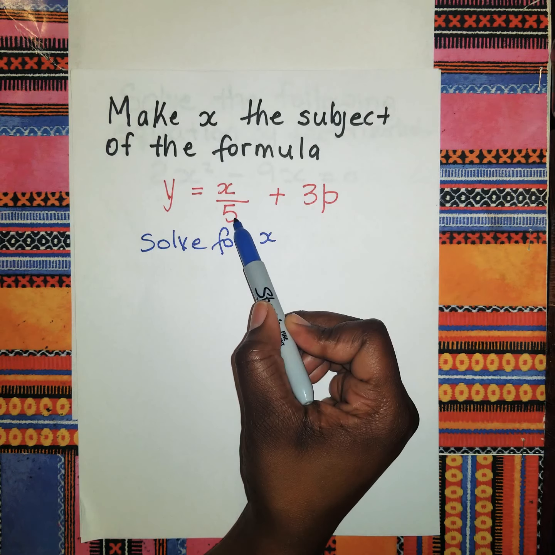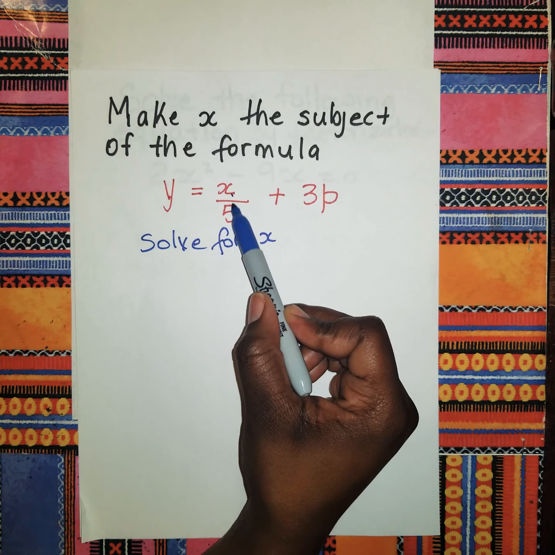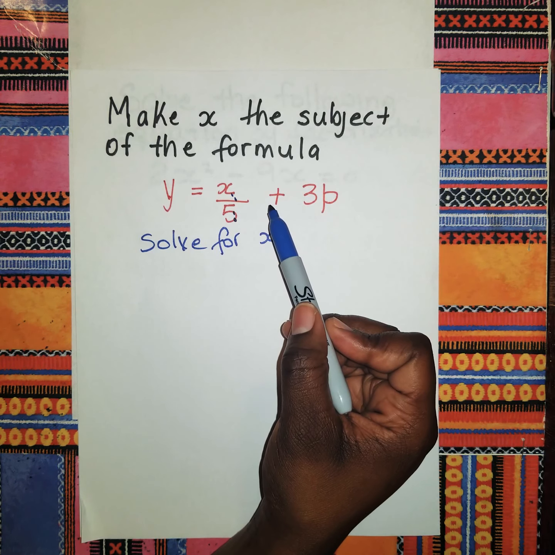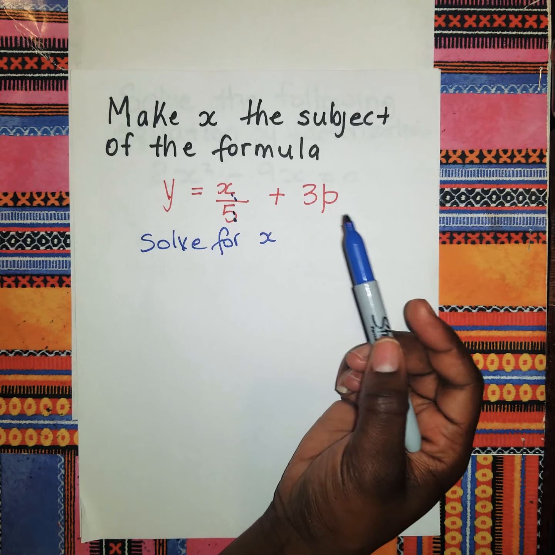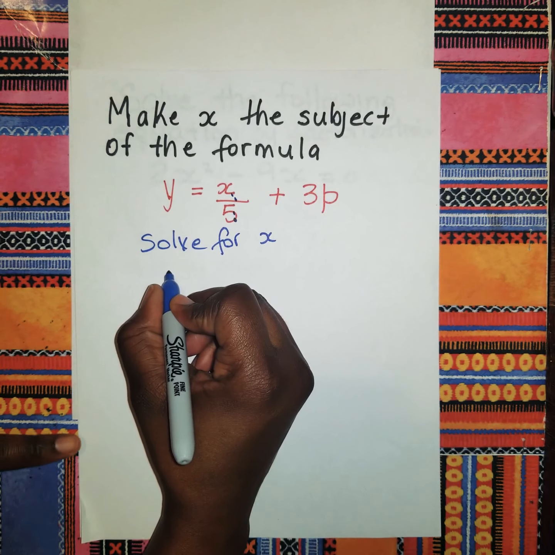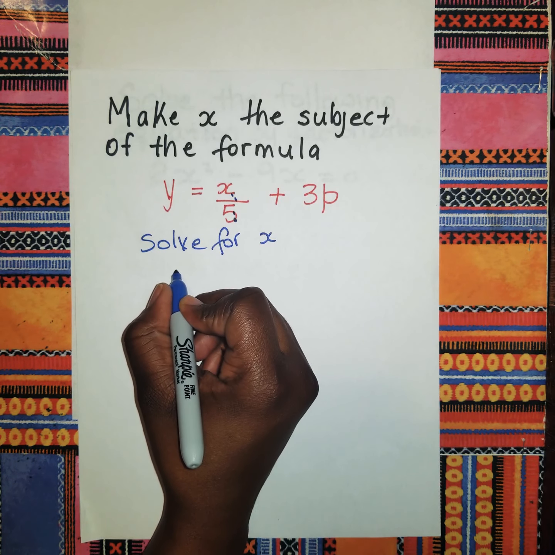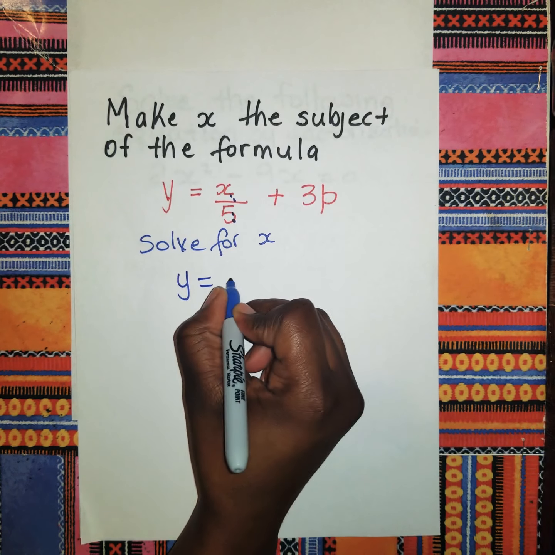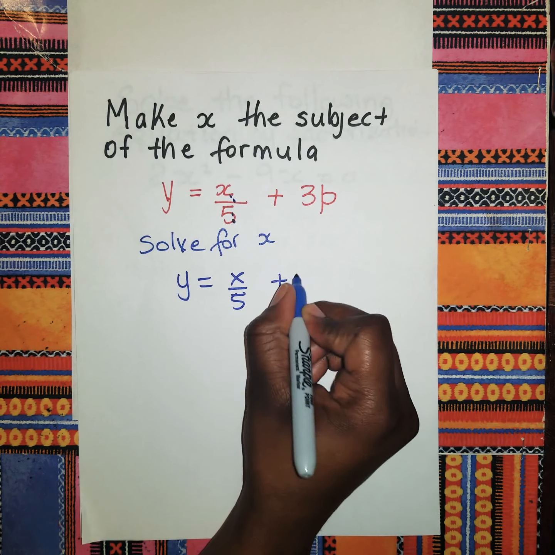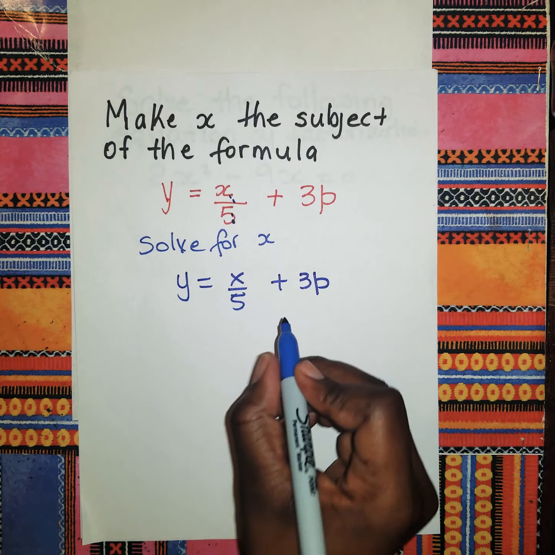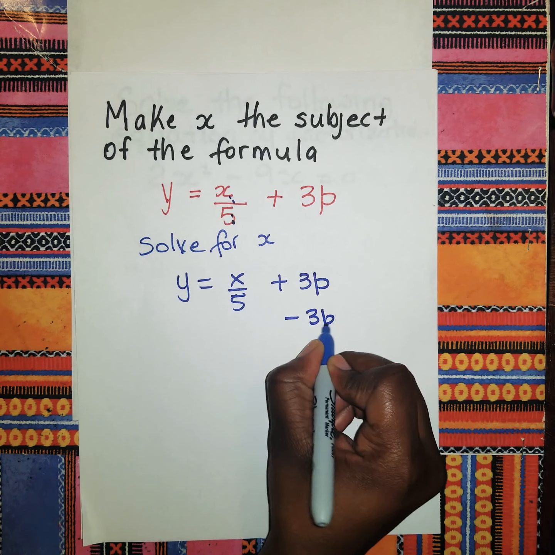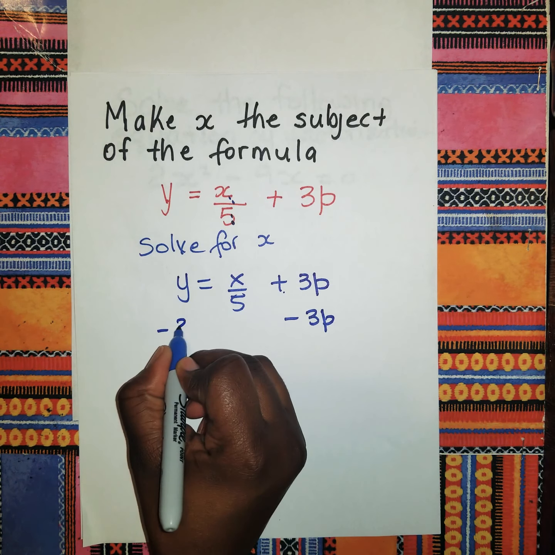Then we get rid of this 5 in the denominator, and here it is basically dividing, so we need to do the opposite of division, which is multiplication. So let's go. I'm going to rewrite the equation. So y is equal to x over 5 plus 3p. We're going to subtract 3p from both sides because it's a positive 3p there.